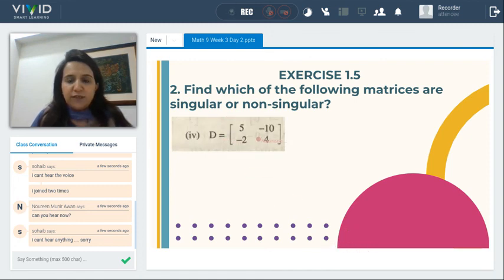This is again where you have to multiply the diagonals and subtract the answers. 4 5s are 20. 20 minus 10 times 2 is 20, because minus minus becomes plus, and then we only have to subtract. 10 2s are 20. Again this is equal to 0, so this is a singular matrix.